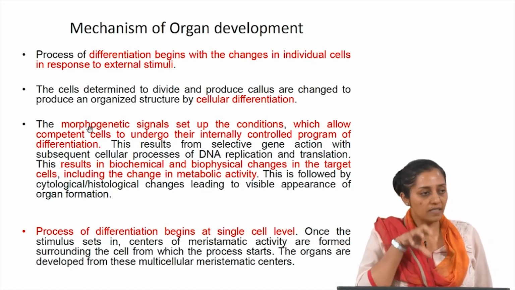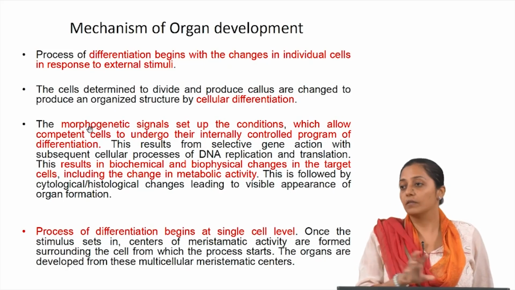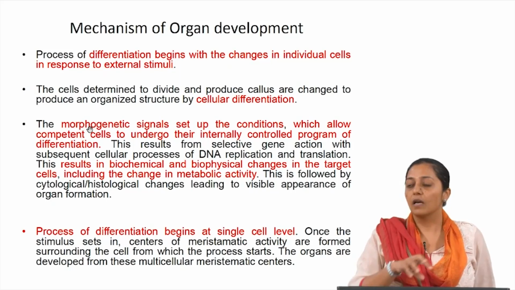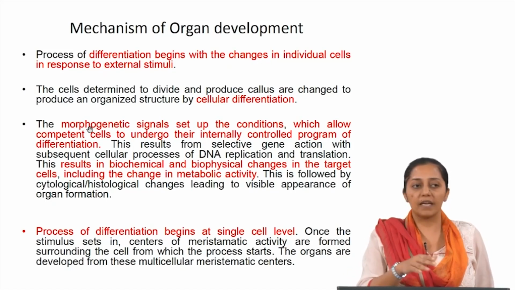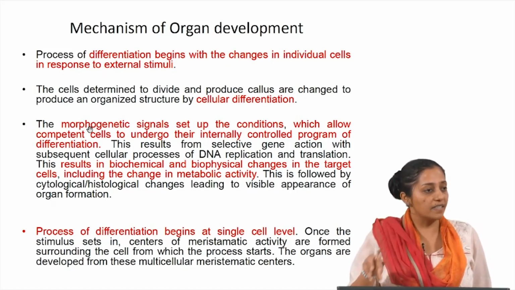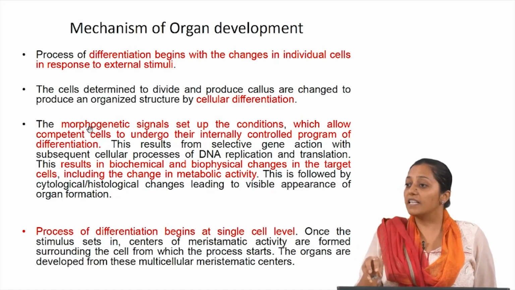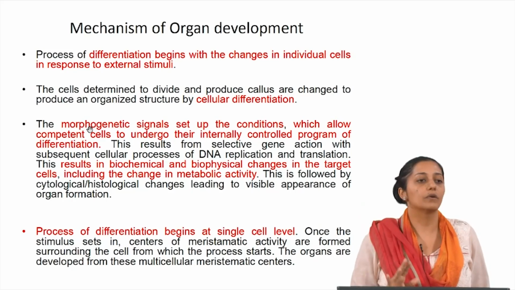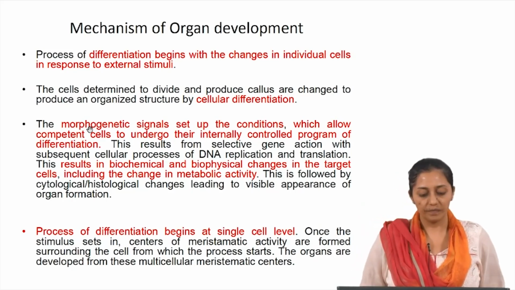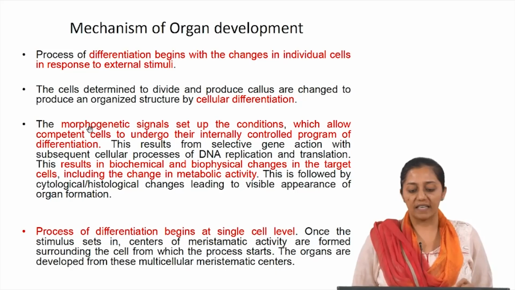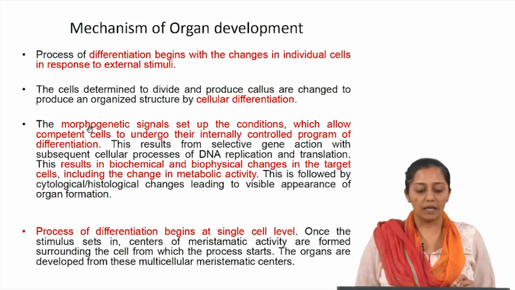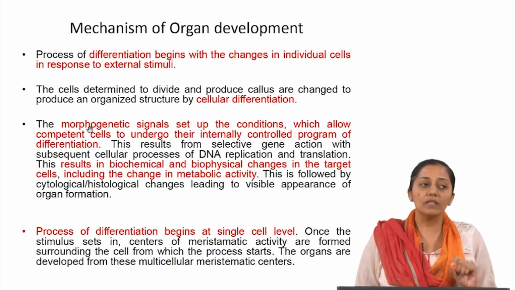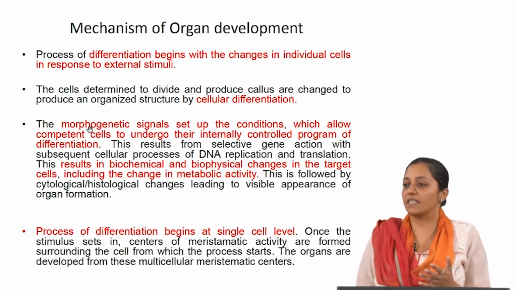So there is a cell which is determined to undergo differentiation and de-differentiation. Around that cell, after multiplication, some more meristematic centers get formed, and these meristematic centers together will lead to formation of your shoot bud or root bud primordium. Now the morphogenetic signals set up the conditions which allow competent cells. So these are called competent cells. Not all cells are competent, and sometimes it is very species specific.